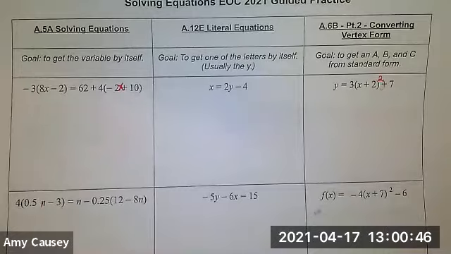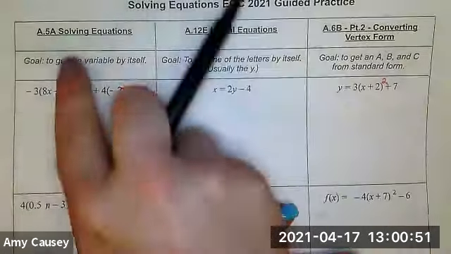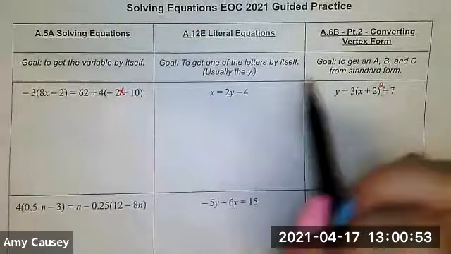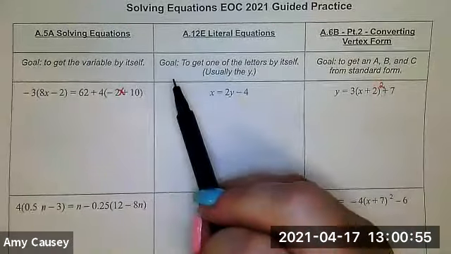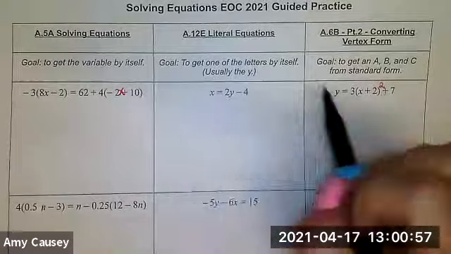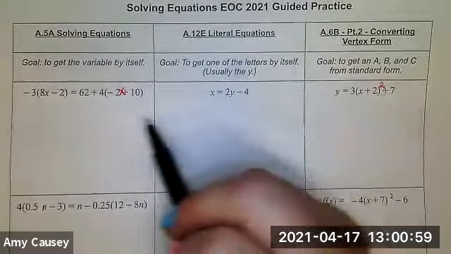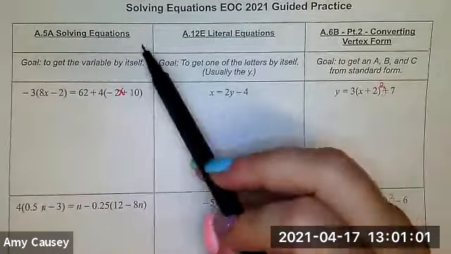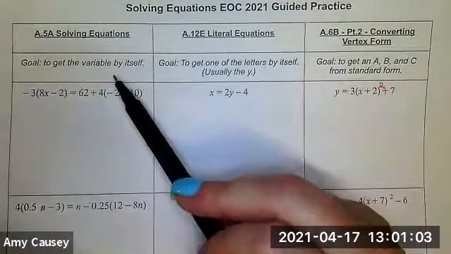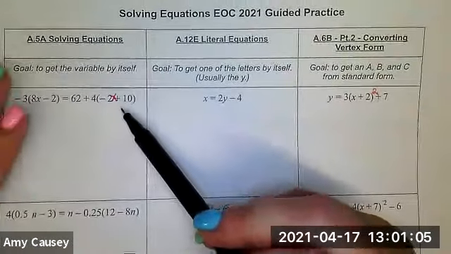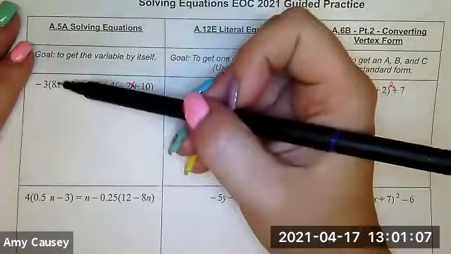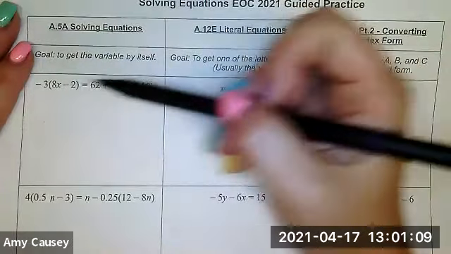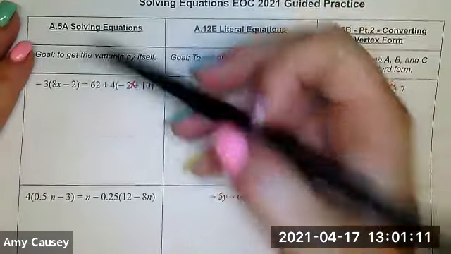So there are 3 different things that we're going to cover for the solving equations EOC review. They're 3 completely different topics, but similar in the sense that part of their goal is to change the equations around. So you have solving equations, and that goal is to get the variable by itself. And the variable could be any letter. So like this one has X. So the goal here would be to get X by itself.